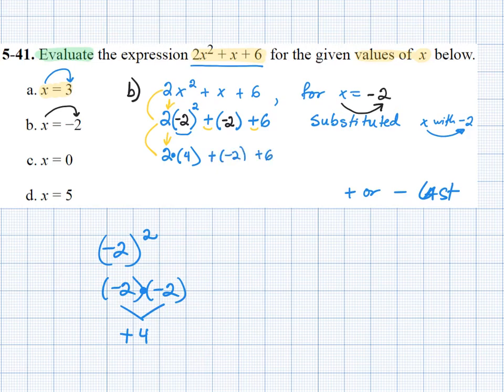Now I want to multiply, so 2 times 4 first. So what is that number? So write it down, and then you would be able to do the adding and subtracting from left to right. So finish that problem B on your own, and then go back to do A, C, and D to practice.